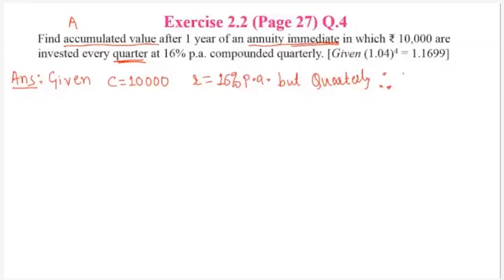Divide by 4 quarterly. Therefore 16% divided by 4. So कितना हो जाएगा? 16 divided by 4. How much? 4%. Therefore हमको R नहीं चाहिए, हमको I चाहिए. I is equal to 4% means how much?